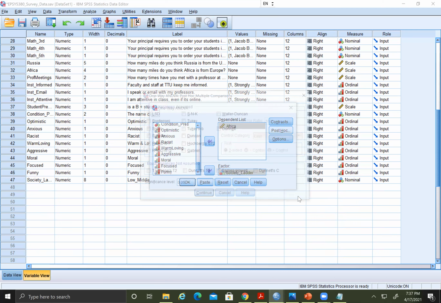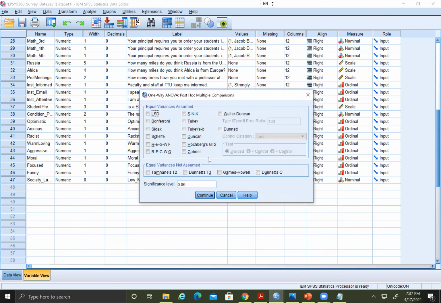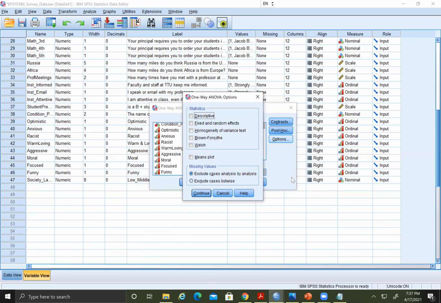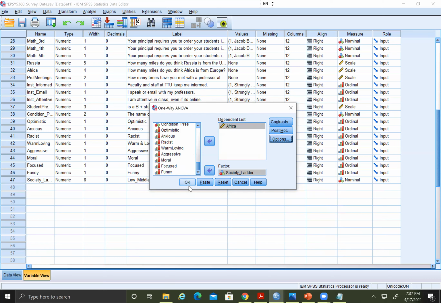And what we do, click post hoc, or maybe we can just check the post hoc later. Post hoc is when you have significance, when the mean differences are significant, and that means you reject the null hypothesis, then you will need to see exactly which groups are different. Okay, so I'm just going to select descriptive and homogeneity of variance test, and click continue and OK.